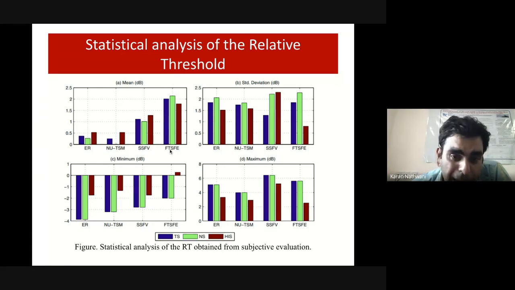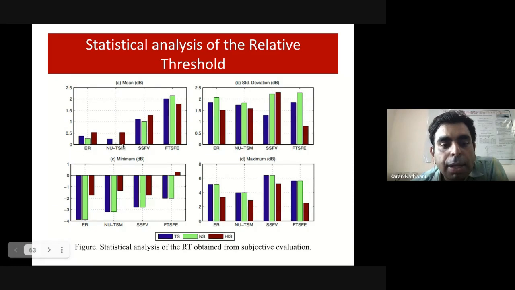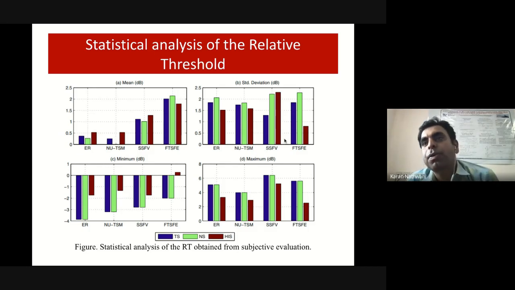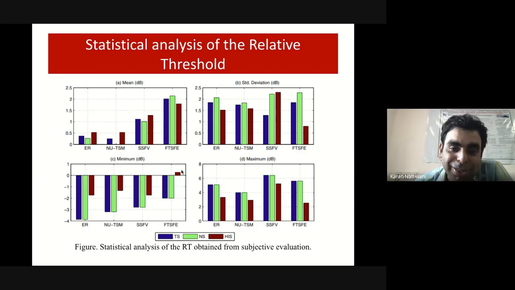The proposed method, this combined method, is able to improve the mean much better. You can see there, this is for hearing impaired, blue is total, and this one is normal. For normal, you can see it's much better than the other methods. The standard deviation, if you look, is somewhat higher, but for hearing impaired it's much better than the other methods. So this is again a very good improvement. And this is also a very good point, that the minimum is coming out to be positive. So that is a bigger improvement. So this is where our methods were able to improve the majority of listeners.